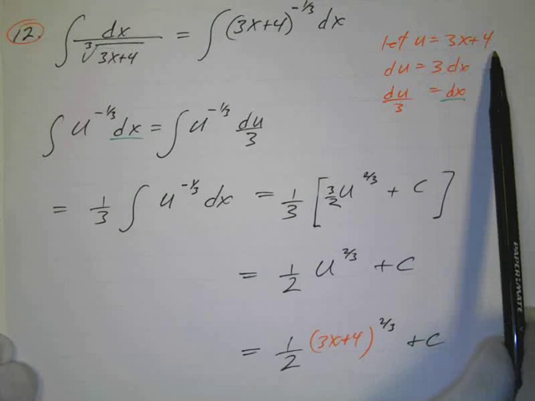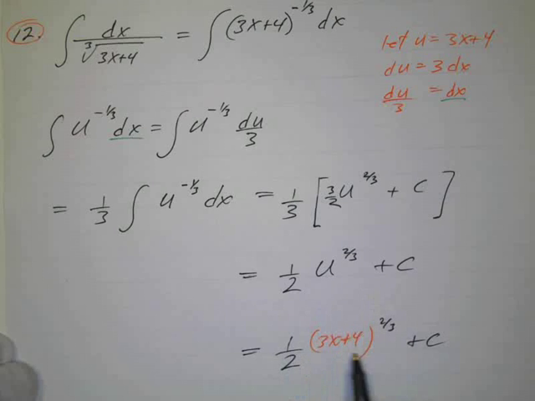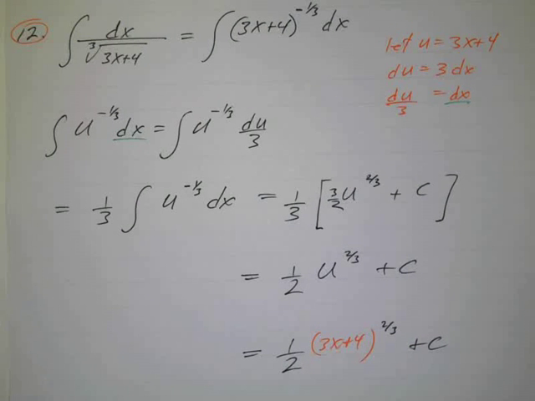If I go all the way back and see over here, u is 3x plus 4, so I got 3x plus 4. So I got 1/2 times (3x plus 4) to the 2/3 plus c. So those are those two indefinite integrals, okay? Again, go through these, think about these, try to develop some skill in these, and then I think you'll be okay. Hope those help.